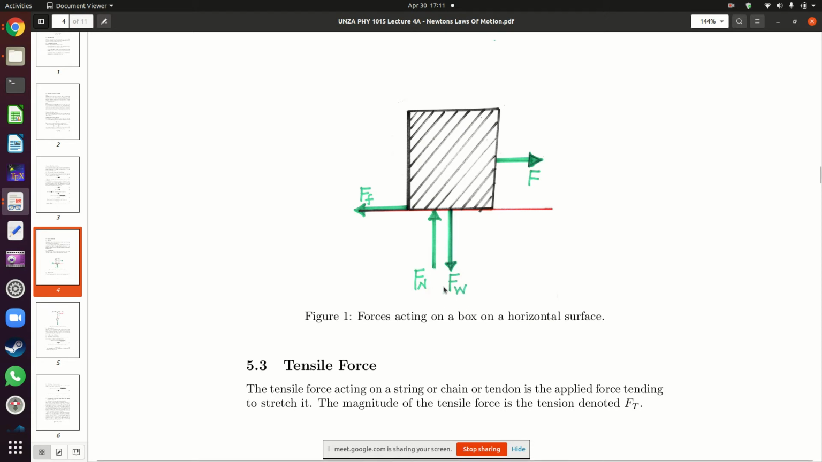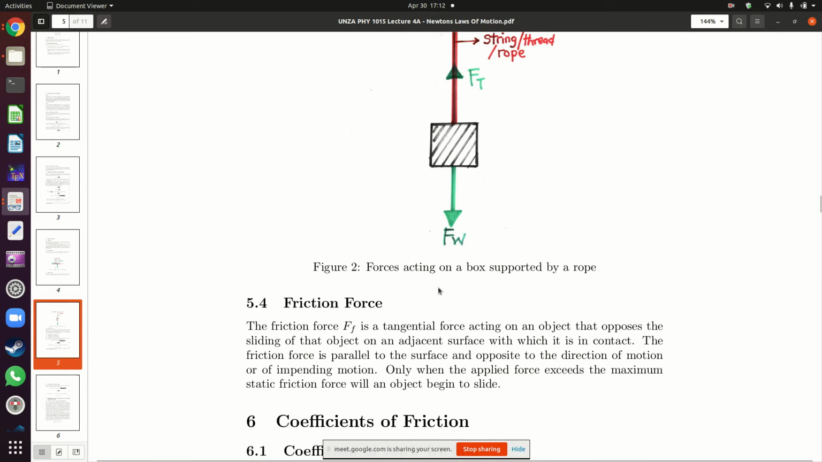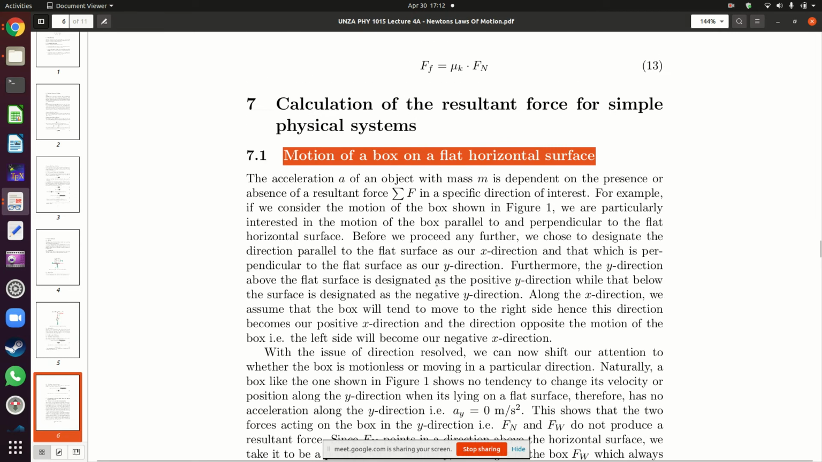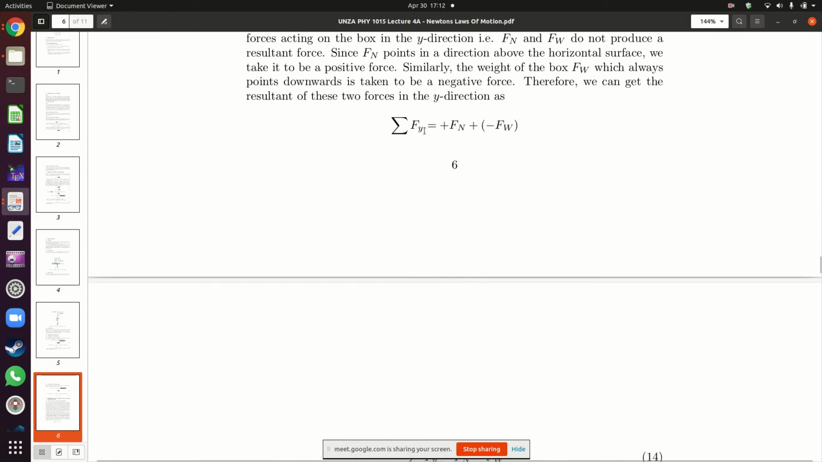So these are the only two forces we can identify along the y direction, unless there is another force which I'm not seeing, but these are the only two forces we can identify as acting along the y direction. So we add these forces. The normal force is positive because it's pointing in the positive y direction. The weight of the box Fw is negative because it's pointing in the negative y direction. So when you add these forces, this is what we end up with as a resultant force.